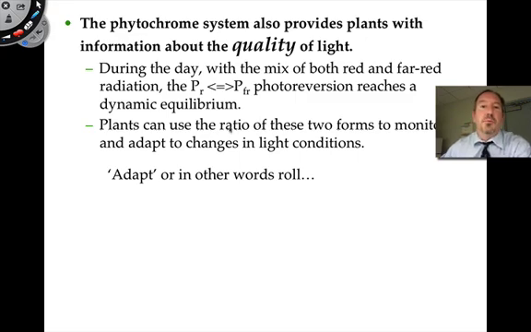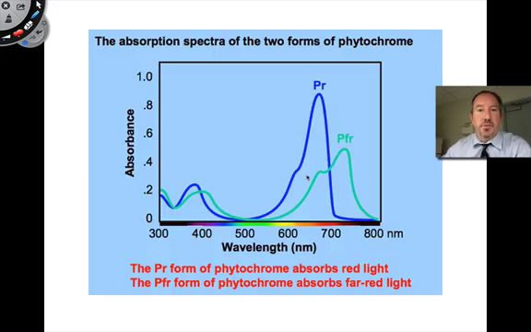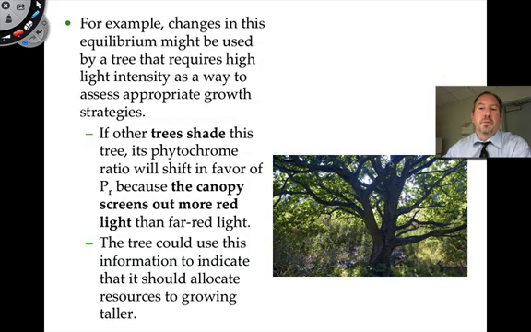But being able to roll, in other words, plants can use these ratios. If there's a lot of red or a lot of far red, you could use that to adapt to whatever the conditions may be. You can roll with this because, once again, the PR prefers the red, that turns things on. The PFR prefers the far red, that turns things off. So here's the punchline of this whole thing.